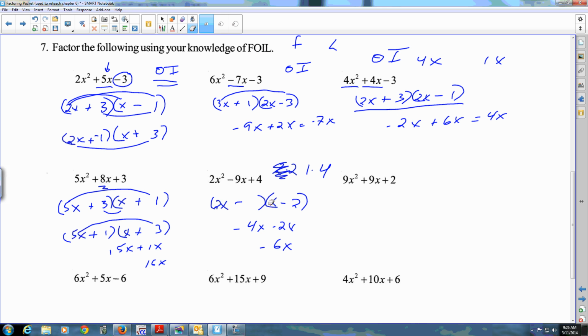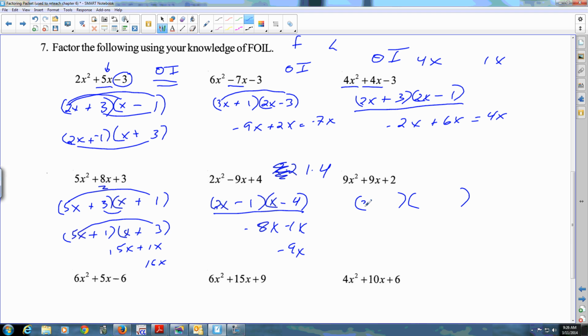Okay, so I'm going to change that to a 1 and a 4. Could it be 4 and 1? Sure, it could be 4 and 1 rather than 1 and 4. Okay, but again, it's just about guessing. So there's minus 8x, minus 1x, sure enough, minus 9x. That would be the proper factorization of it. Okay?